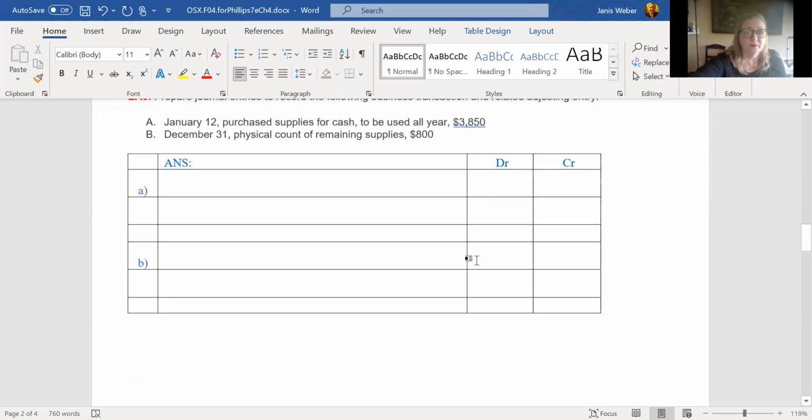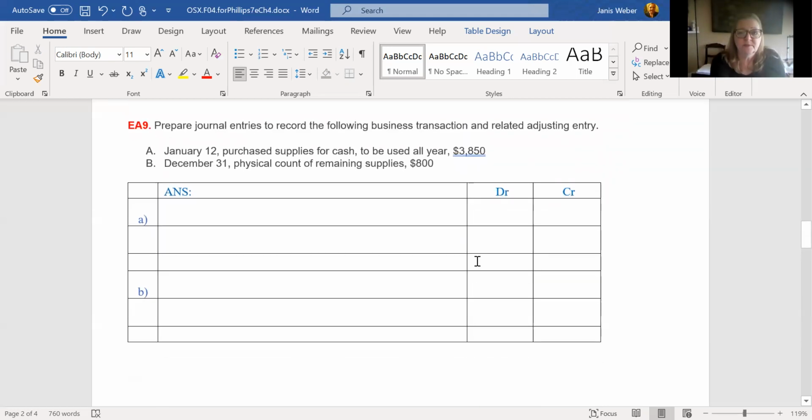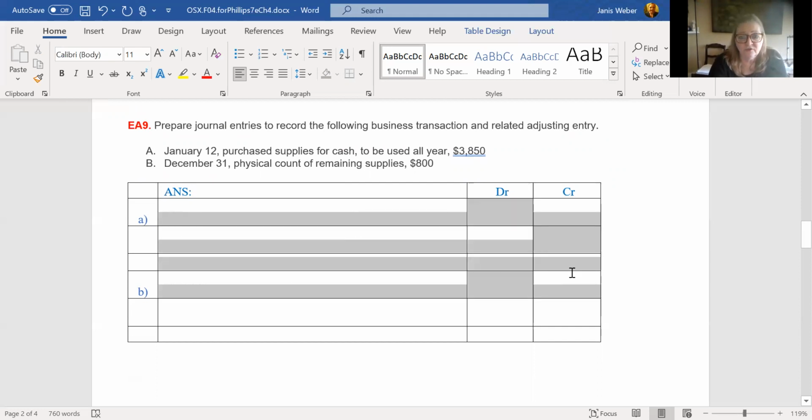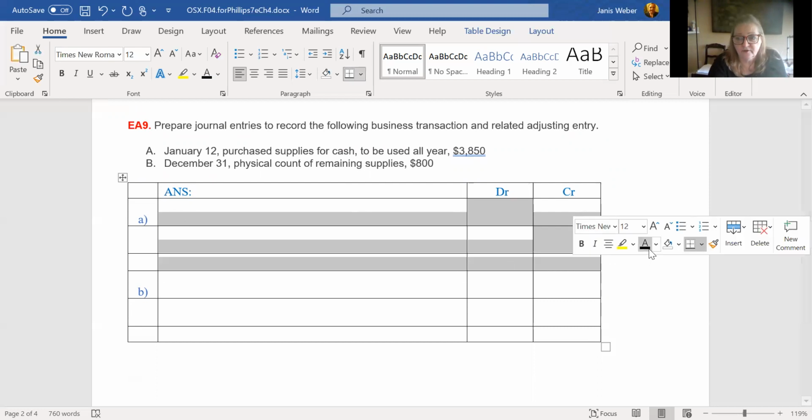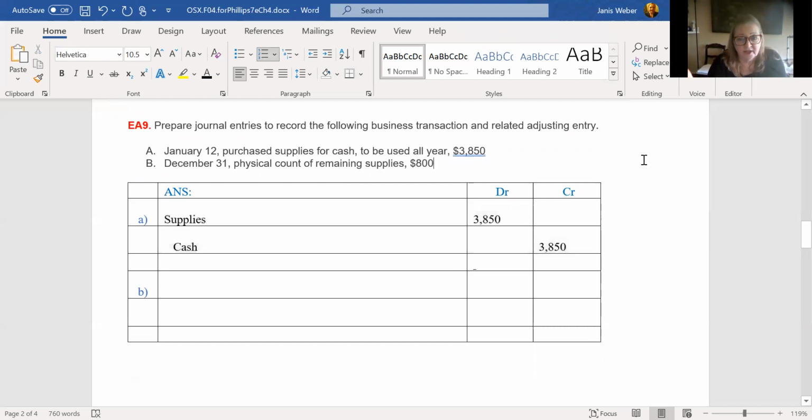Okay. Now, they want us to prepare journal entries for these business transactions. On January 12th, we purchased supplies for cash for $3,850. So again, debit supplies, credit cash. Then on December 31st, they counted up the supplies and it equals 800. So it's just like the problem we just did. It's just that it's not walking us through the T account.